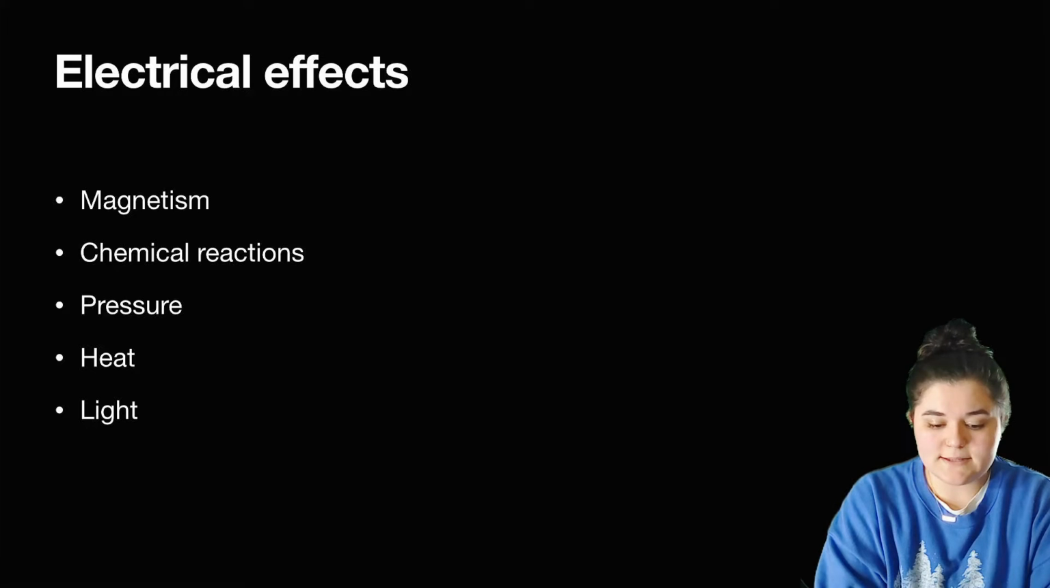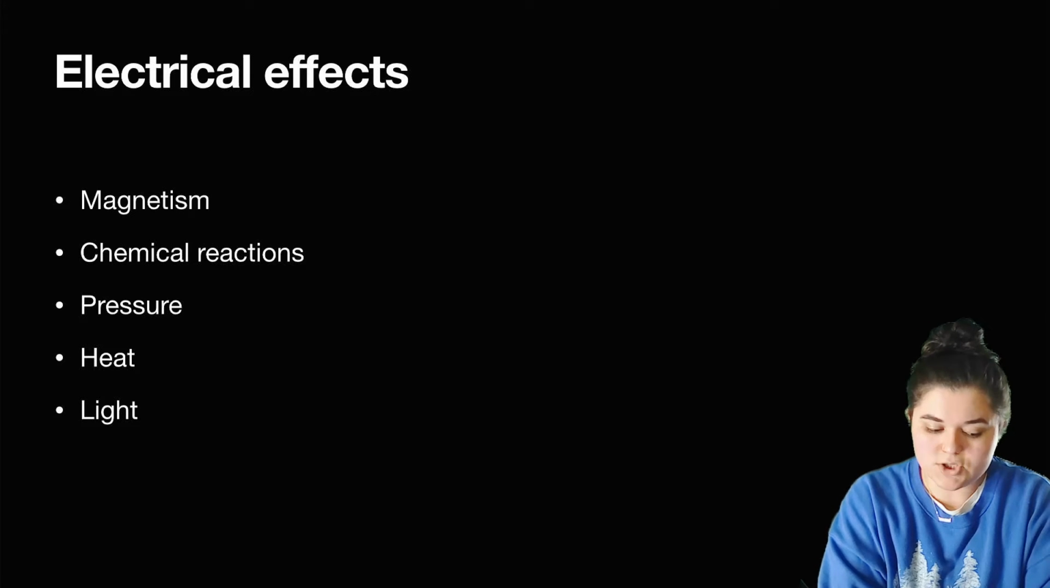Electrical effects. Anytime an electric current flows through a conductor, a magnetic field is created around that conductor. So you have different electrical effects. Number 1 is going to be magnetism. Then you're going to have chemical reactions, pressure, heat, or light.